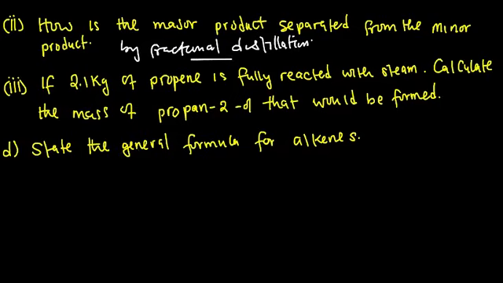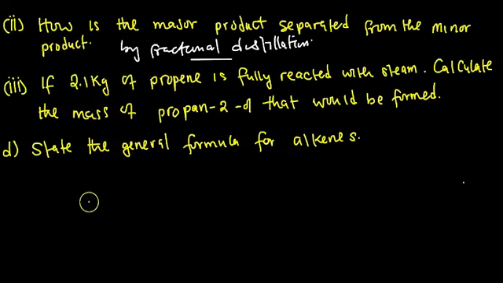Otherwise I might explain something that is beyond. Okay, so if 2.1 kg of propene is fully reacted with steam, if 2.1 kilogram of propene is fully reacted with steam, calculate the mass of propan-2-ol that would be formed. So this one, what is the mass that is going to be formed? Okay, if you look at the reaction that is there between propene and propan-2-ol, it is like this.